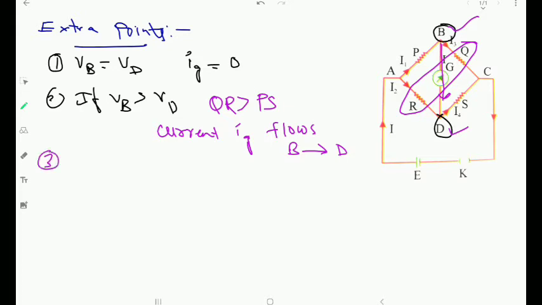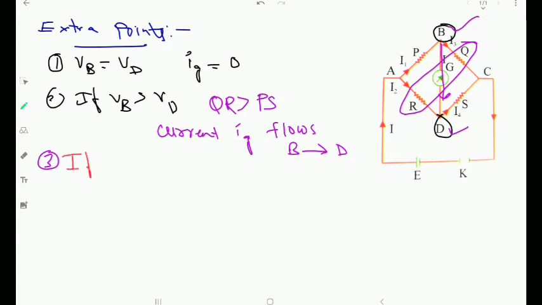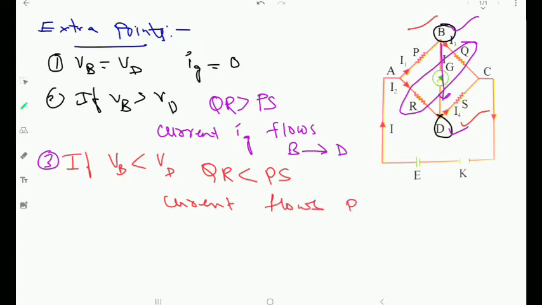And third, if VB is less than VD, meaning more potential at point D compared to point B, which is possible when the QR value is less than PS, then the current flows from D to B. Okay.